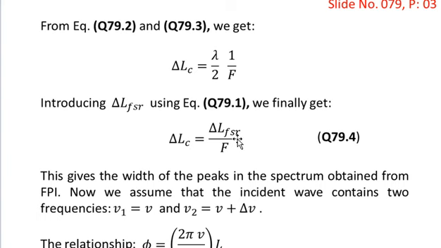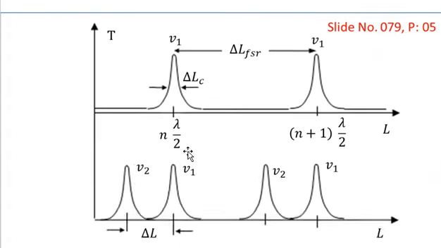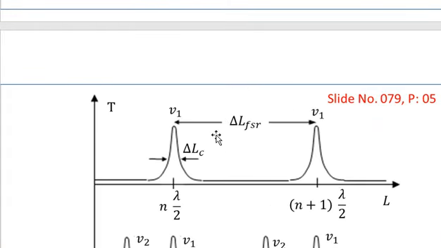So delta L FSR and delta LC are clear from this diagram over here. You can see that delta L is actually the separation between the two peaks, which we call the free spectral range, and delta LC is the width of an individual peak. The two peaks are separated in distance by lambda by 2.